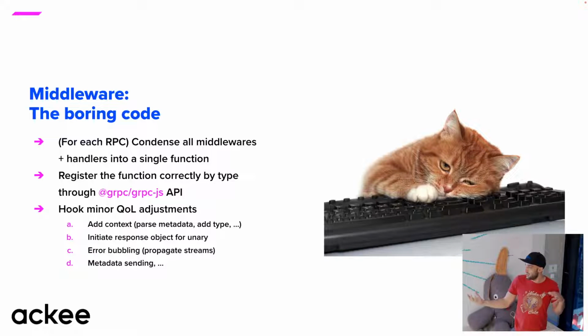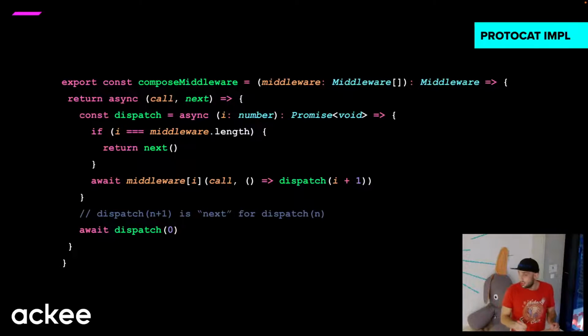So we just do an adapter to the API, and we add some adjustments like adding some context, propagating error handling properly, and handling the metadata sending, and so on. And the fun part is, and I think this is the most exciting thing I've ever written, even though it's heavily inspired by the Koa implementation, this is the waterfall implementation of condensing middlewares and handlers into a single thing, and I think it is just beautiful.